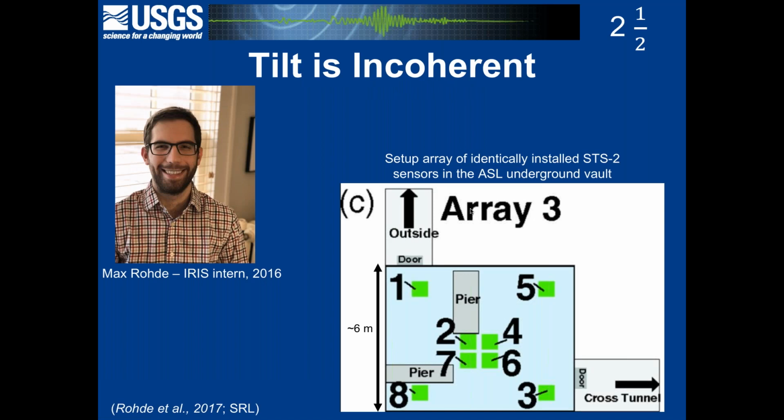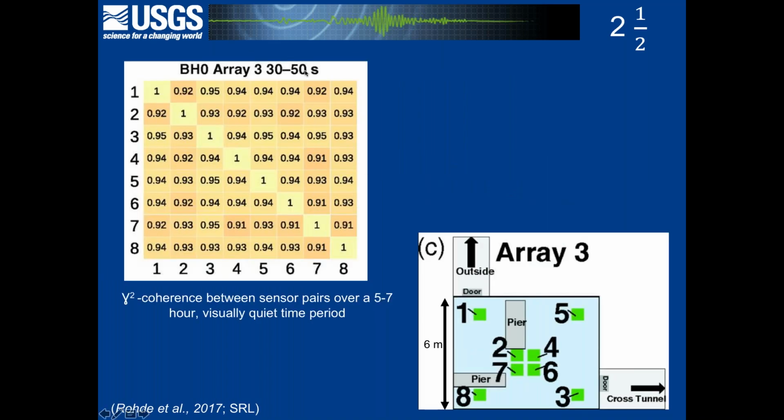So, okay, is it possible for us to remove this signal? This is some of the work by Max Rode, who was an Irish intern at ASL here in 2016. Max set up an experiment in our underground West Vault where he took a bunch of STS-2s, 8 of them, and set them up in a small aperture array. This is 6 meters right here, so the farthest separation distance between instruments is maybe 8 meters or so. And he's going to look at how coherent signals are across these instruments, so how similar are long period signals on these different seismometers. Actually, not even very long period. We're only really talking here about 30 to 50 seconds period.